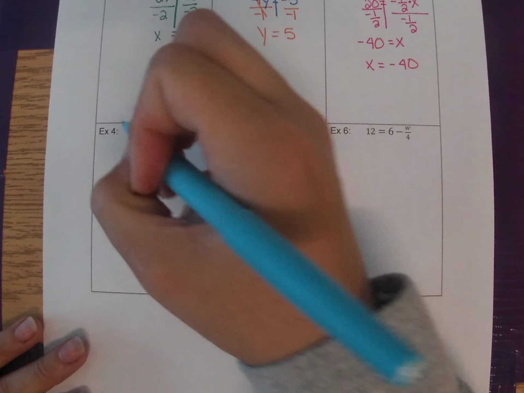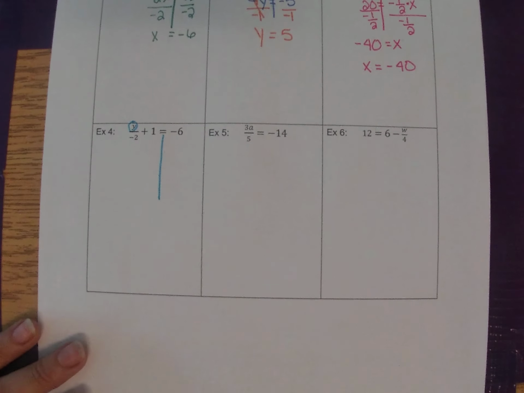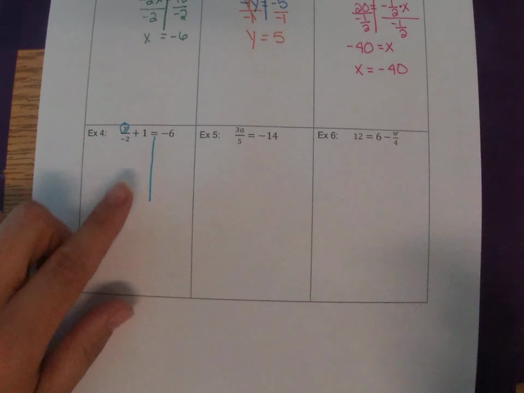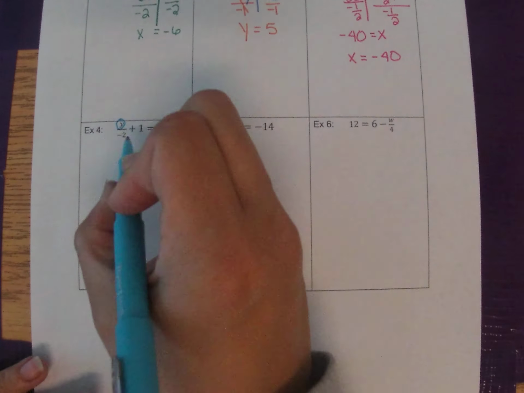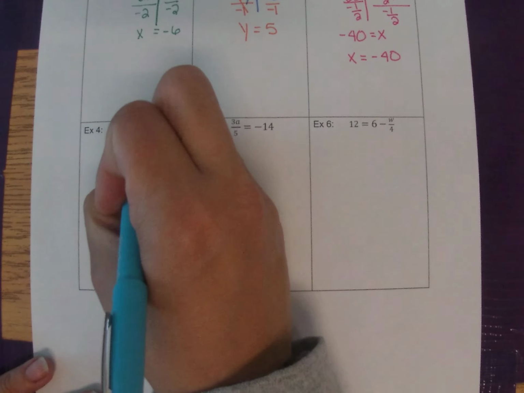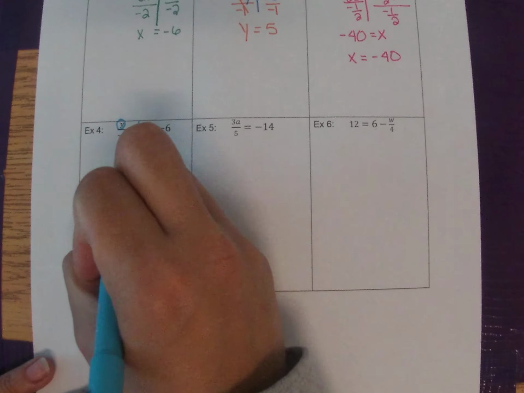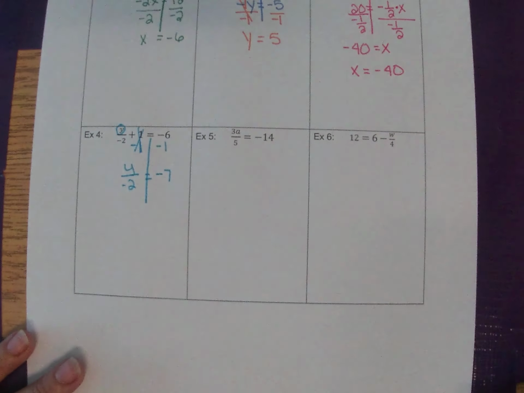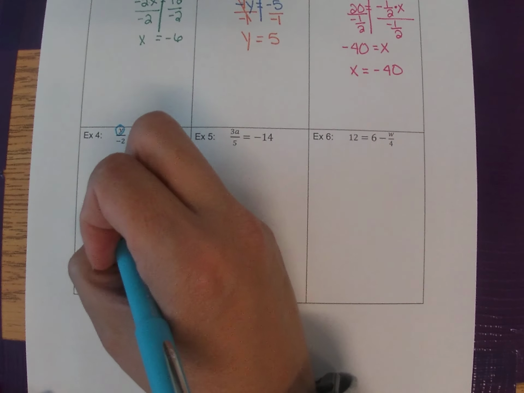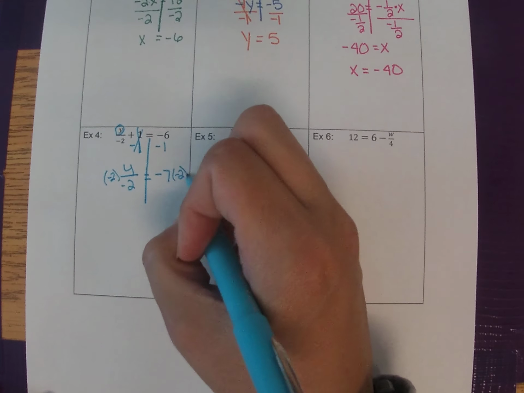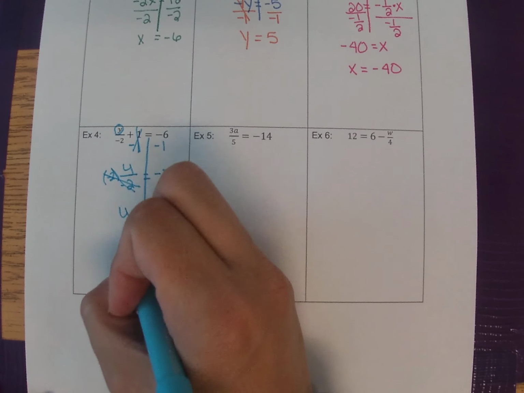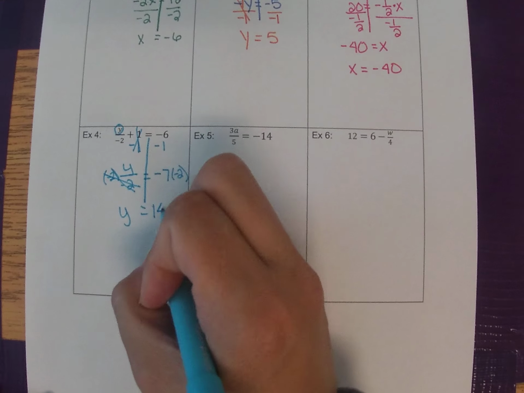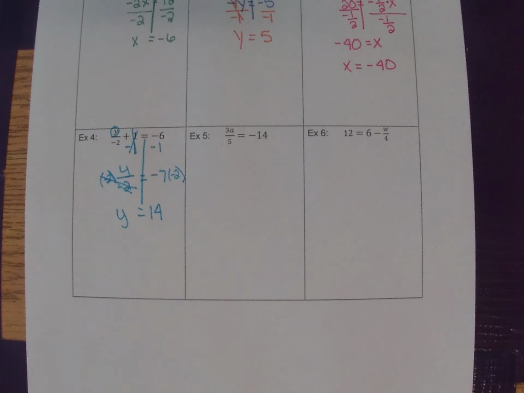Number 4, I'm drawing my line. Here's my variable. Right? I'm looking to see if there's any addition or subtraction, which there is. So I'm going to undo adding 1 by subtracting 1. So my 1's cancel. Negative 6 minus 1 gives us a negative 7. Then we will undo dividing by negative 2 by multiplying by negative 2. Right, so my negative 2's cancel, and negative 7 times negative 2 gives me a positive 14.